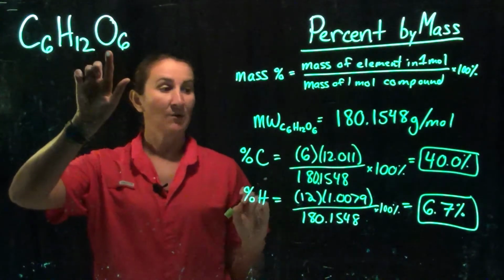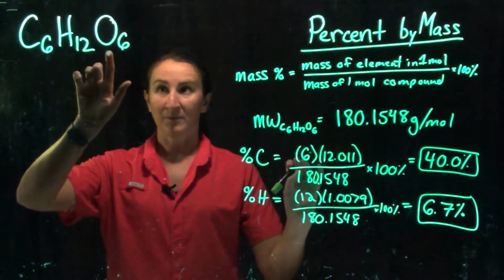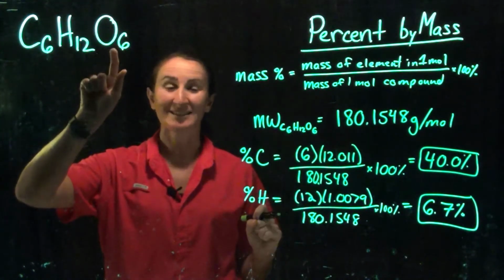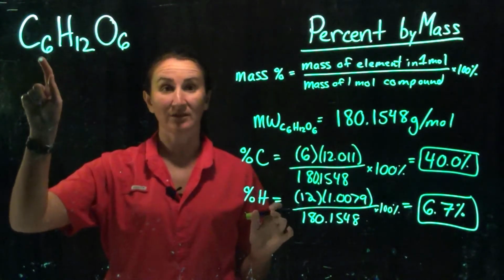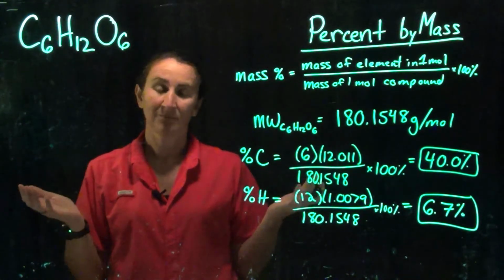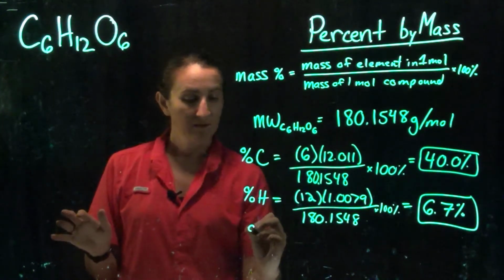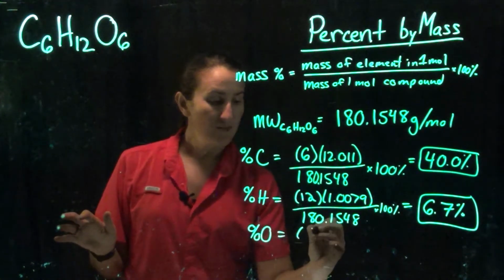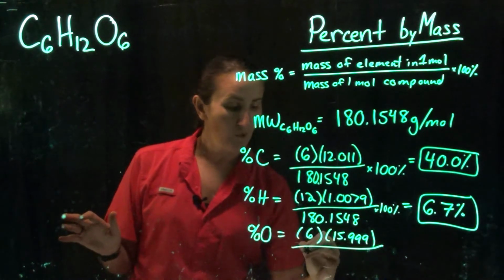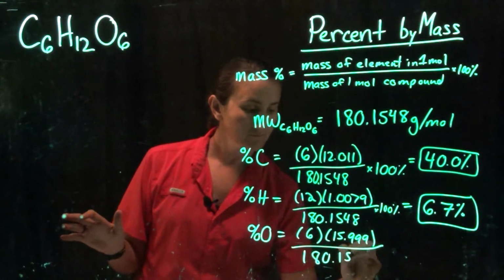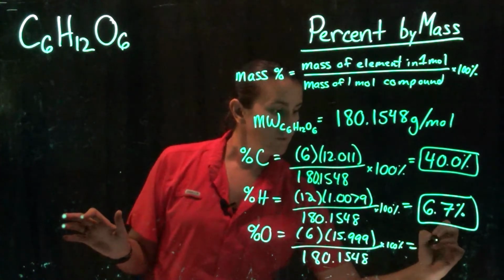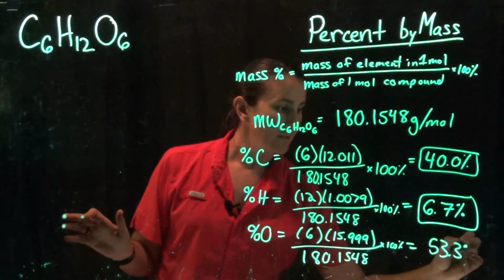All right, now oxygen. Now I want you just to think about it from a perspective of big versus little. Oxygen has an average atomic mass of around 16. Carbon is only 12. So would you expect it to be more or less percent by mass of the whole compound? More. So let's see if that's true. So percent oxygen equals, there are 6 atoms, the mass is 15.999 over the mass of the whole compound times 100 with units of percent equals 53.3%.